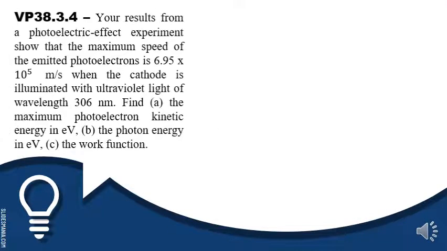Last problem, VP38.3.4. Your results from a photoelectric effect experiment show that the maximum speed of the emitted photoelectrons is 6.95 times 10 to the power of 5 meters per second when the cathode is illuminated with ultraviolet light of wavelength 306 nanometer. Find the maximum photoelectron kinetic energy in eV, the photon energy in eV, and the work function.